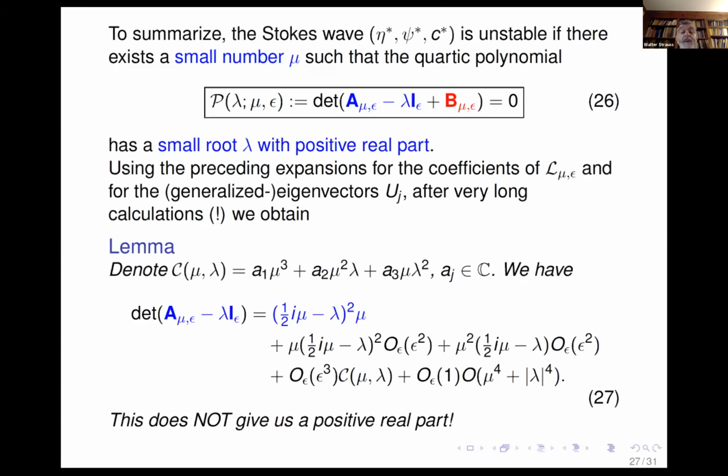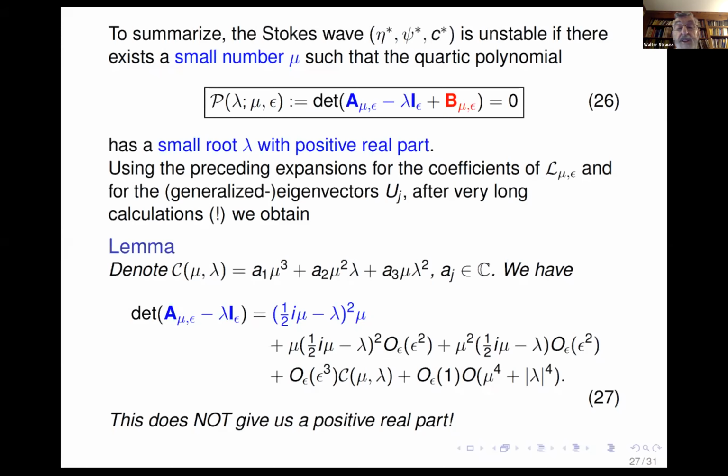We have small parameters, epsilon and mu, and also lambda will be small. It'll have positive real part, but it'll be small. And so then we do some long, very explicit, but quite long calculations. There are many terms. This is a 4x4 matrix, so you have 16 entries.